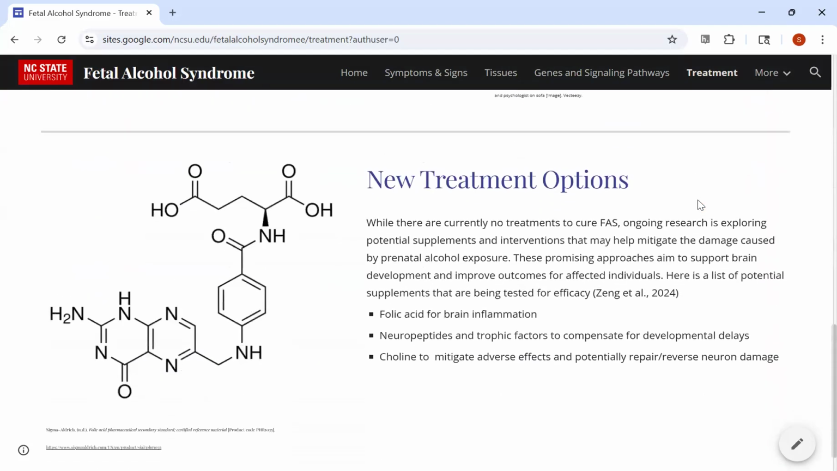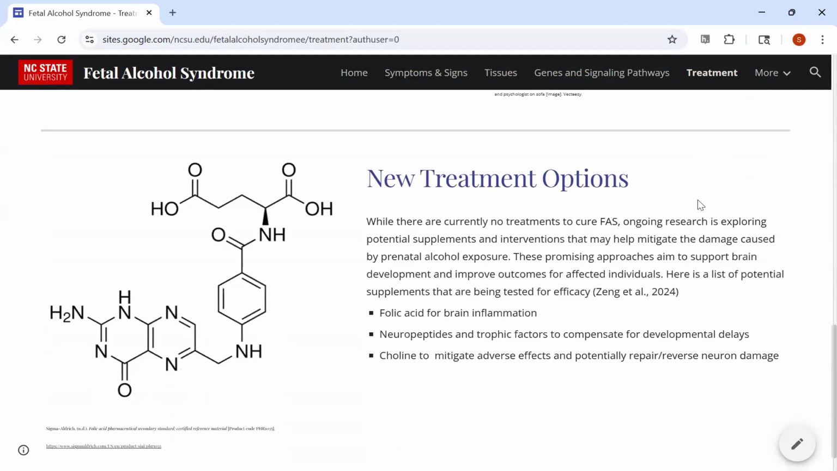And then in this section, I decided to put the new treatment options here because I thought it just fit more with the treatment section. This gives a more supplemental kind of route. So for instance, there have been signs that choline is used to mitigate adverse effects and potentially repair and reverse neural damage.